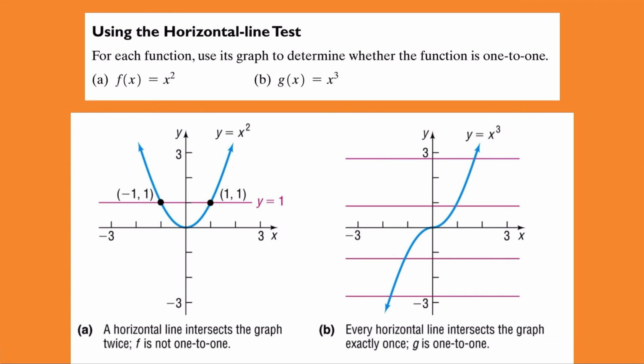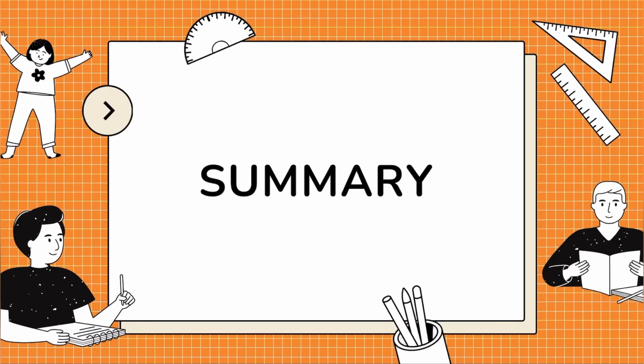Figure B illustrates the horizontal line test for g of x equals x cubed. Because every horizontal line intersects the graph of g exactly once, it follows that g is one-to-one. Or basically we could say that every horizontal line intersects the graph exactly once, so g is one-to-one in figure B. Let's sum it up.